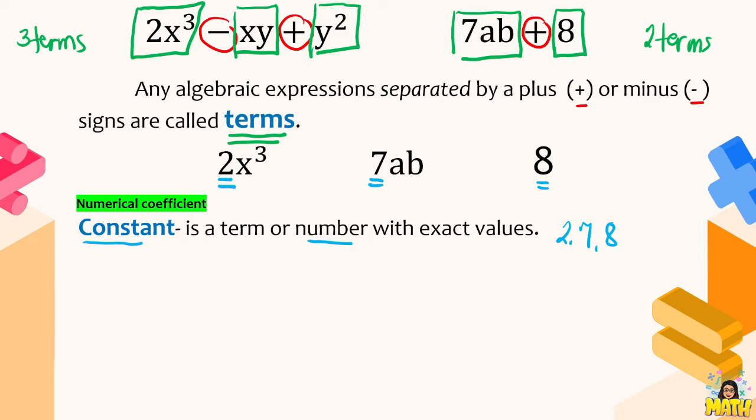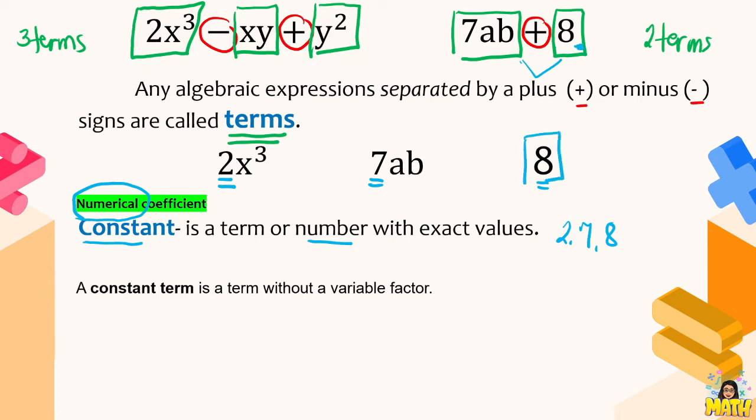Madali lang naman intindihin because of the word numerical. That means yung number sa expression na ito. We have a constant term which is a term without variable factor. So dito, we can see that we have 2 terms but 8 has no letter here. So that means it is a standalone term with no variable.